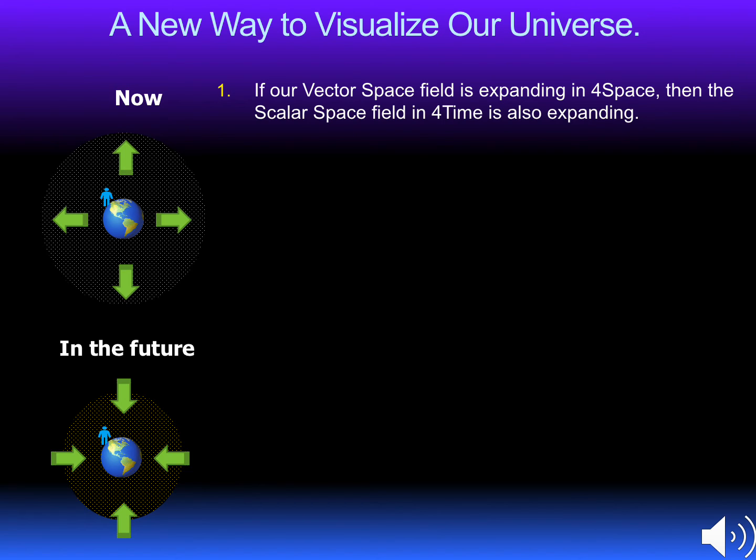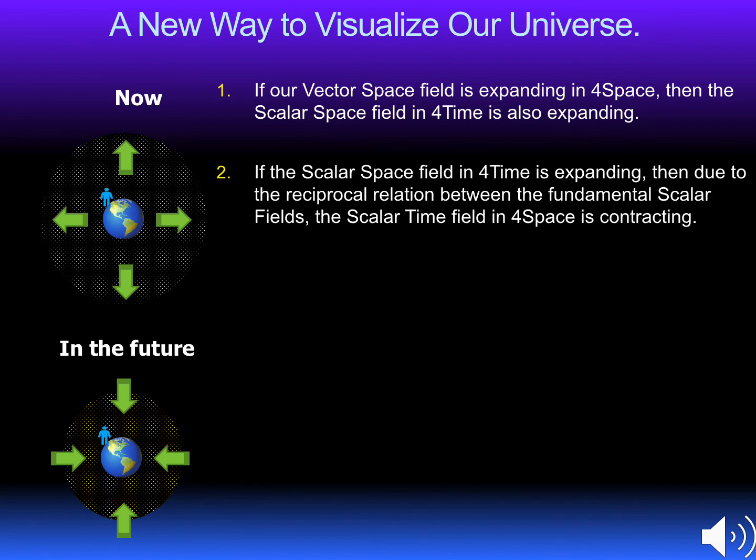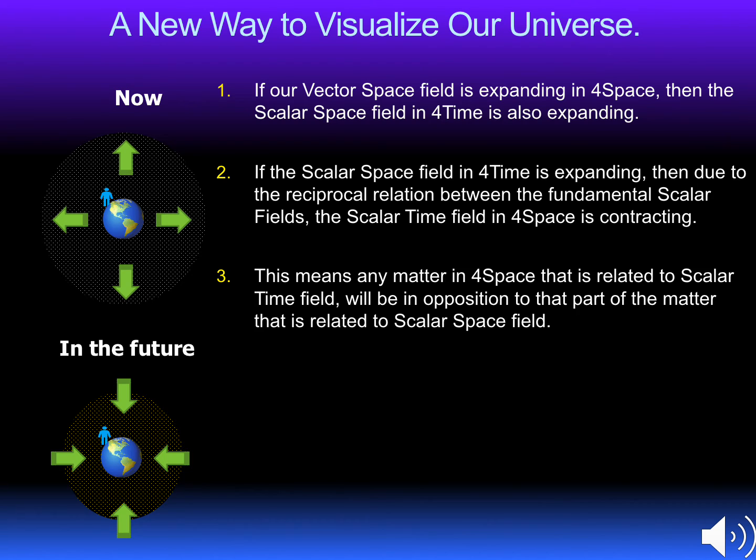If our vector space field is expanding in 4 space, then the scalar space field in 4 time is also expanding. If the scalar space field in 4 time is expanding, then due to the reciprocal relationship between the fundamental scalar fields, the scalar time field in 4 space is contracting. This means any matter in 4 space that is related to time, to the scalar time field, will be in opposition to that part of the matter that is related to the scalar space field.